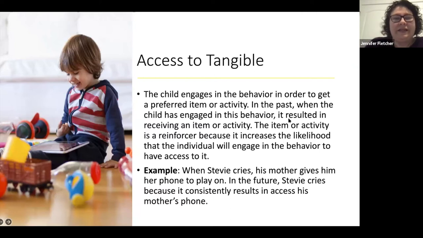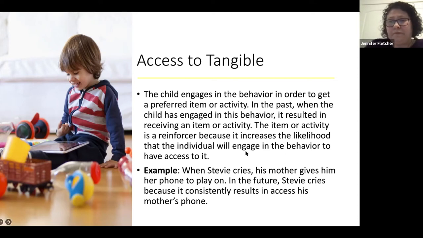All right, access to tangibles. Oh, one thing I forgot to mention with the coercive cycle: when it happens at school and a student's compliance to adult requests falls below 40%, that's enough to disable a student. So that's just something to be aware of. If you have a child that struggles with that, that's something that we try to avoid, because most students tend to comply with about 80% of requests within a school setting. So it is important to stop that behavior before it begins.